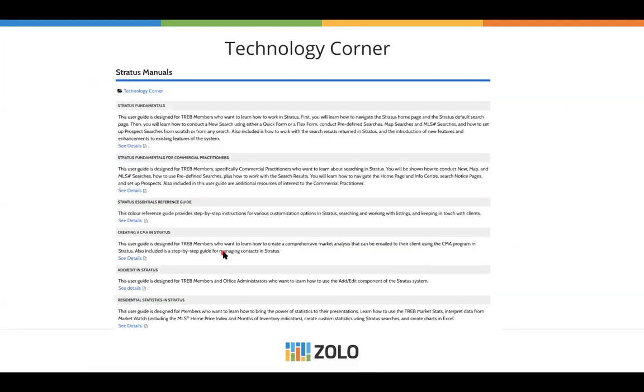So when you click on the Stratus manuals, again, it would prompt you to this page, which has links to PDFs. Honestly, these guides can be a little too thorough and long. Some of them are 80 pages long. So no one expects you to go through them, but if you really want to be a TREB Stratus guru, then this is probably a good place to start.